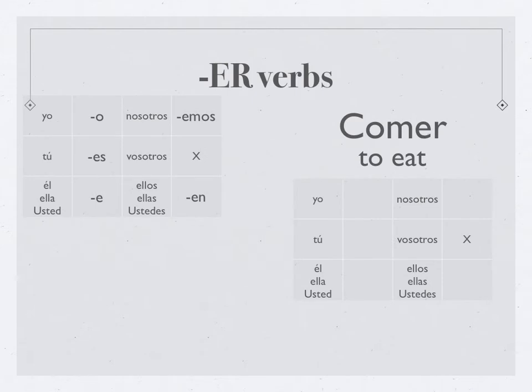So, try conjugating comer. Pause the video. Try to do it yourself. Okay, so comer. We're going to take off the ER, and then we're going to conjugate. So we have yo como, tú comes, él, ella, usted come, nosotros comemos, ellos, ellas, ustedes comen.